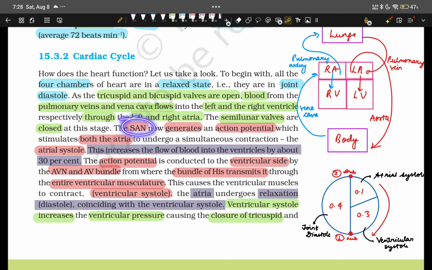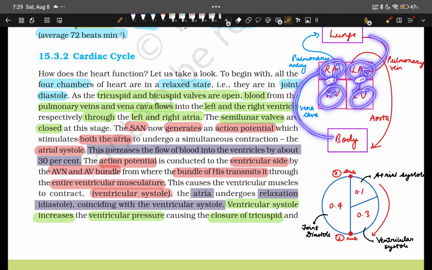Now we have an action potential generated by the SA node. Because of that, both atria contract simultaneously, which is atrial systole. All the things are the same, but the difference is that the flow of blood into the ventricle is increased by 30%. Which means that blood is given by the body through the vena cava and by the lung through the pulmonary vein into the right and left atria, then the right and left ventricle.